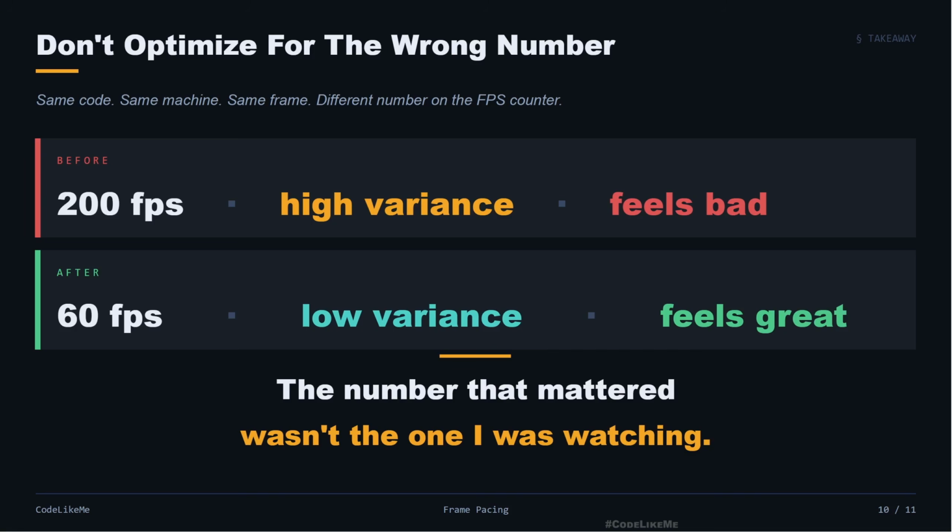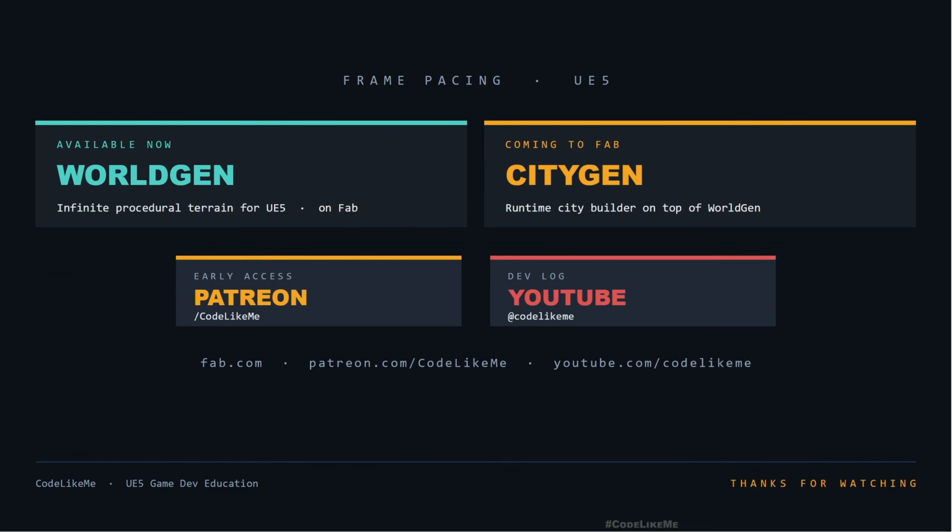So the lesson is don't optimize for the wrong number. Same code, same machine, same frame, different number on the FPS counter. Before, at 200 FPS, high variance feels bad. After, at 60 FPS, low variance feels great. So the number that mattered is not actually the frames per second, it's mostly stability, at least for a city builder. So yeah, thanks for watching.